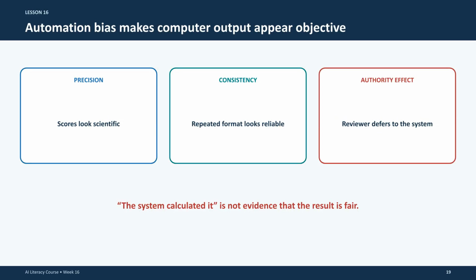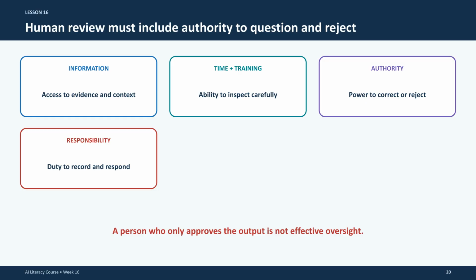We must be aware of automation bias, which leads us to trust computer output as inherently objective. Precision and consistent formatting can make results look scientific, even when the underlying data is flawed. Never assume a calculation is fair just because a system produced it. True human review goes beyond simply approving output. It requires access to the context, enough time to inspect, the authority to reject, and the responsibility to document findings. Anything less is not effective oversight.